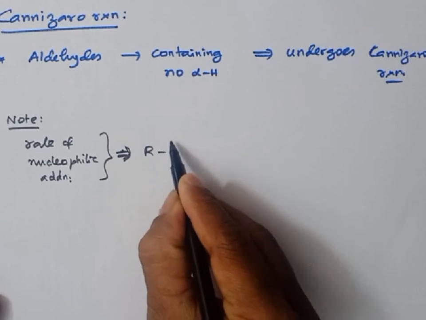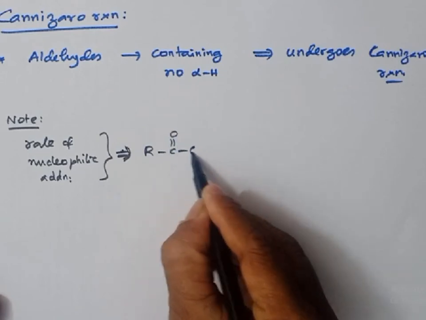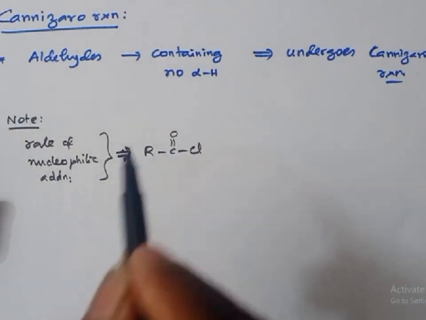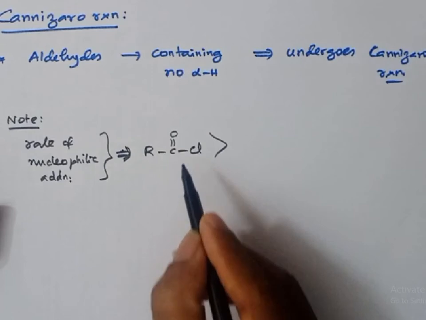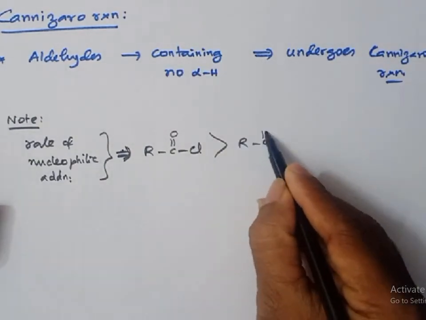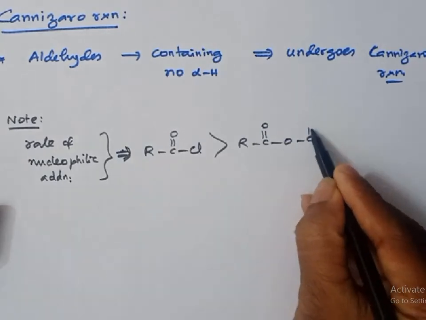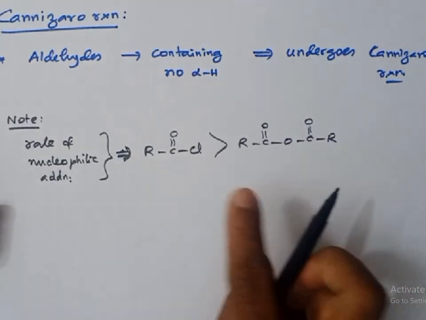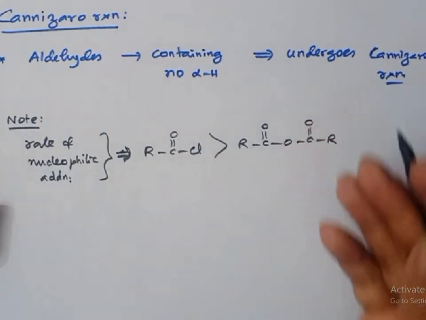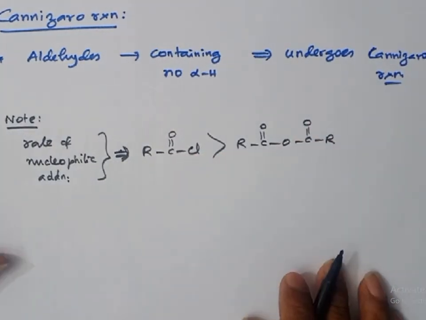Acid chlorides usually undergo nucleophilic reaction faster. If you put any nucleophile, even a weak nucleophile can make nucleophilic addition with the acid chloride. Then next one is acid anhydrides. Remember this list, very important. After acid chloride, the next one is acid anhydride, which undergoes nucleophilic addition reaction faster.